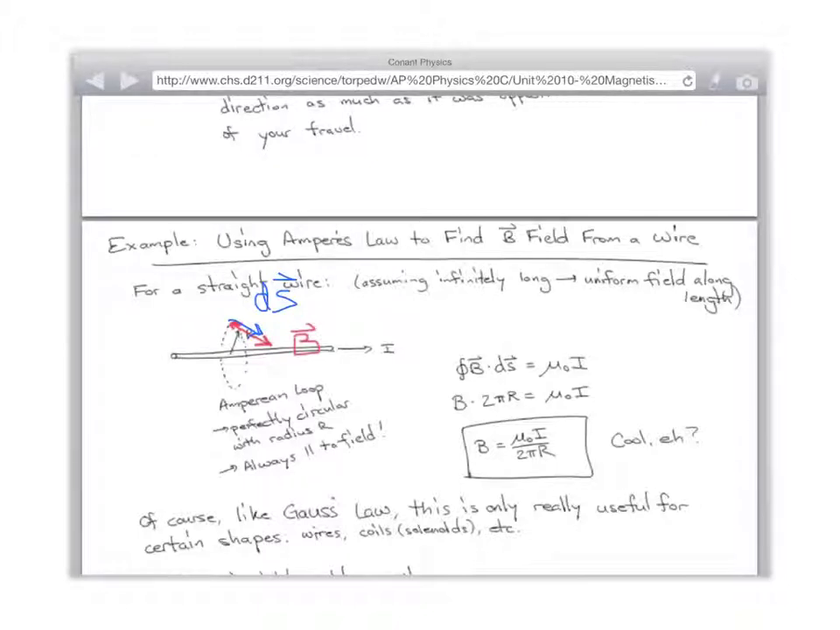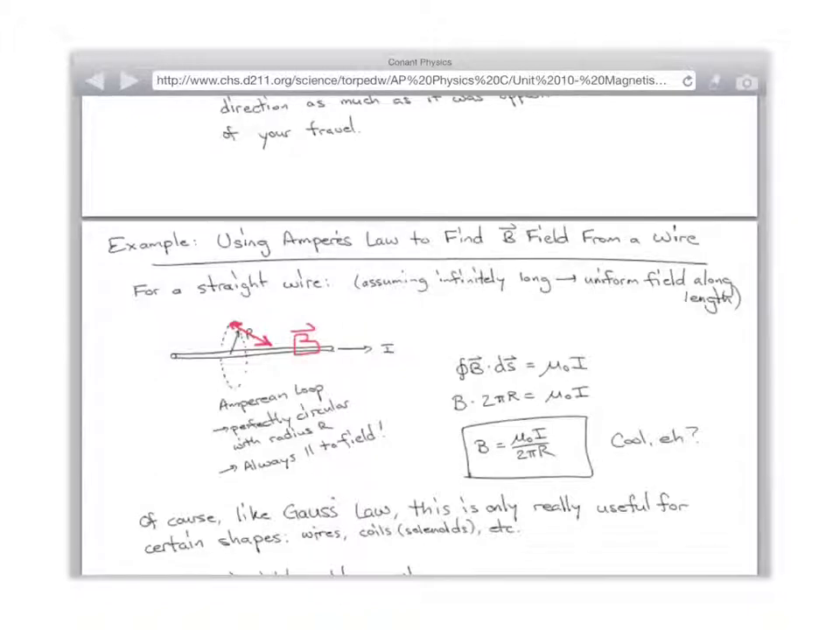Because B and ds are pointing in the same direction, what's theta? 0. What's cosine of 0? 1. So it's B times 2 pi r times 1 equals mu naught I. What's B? The answer is mu naught I over 2 pi r. Done. That took us a whole page in the notes before.